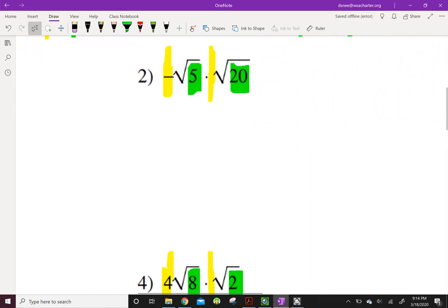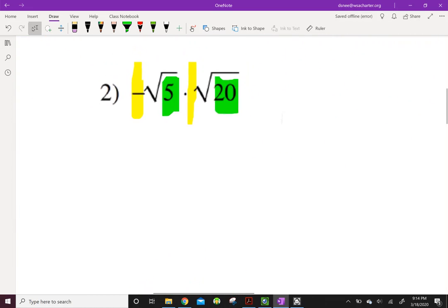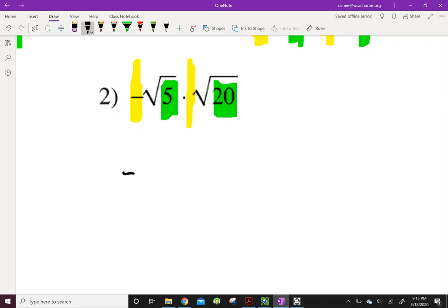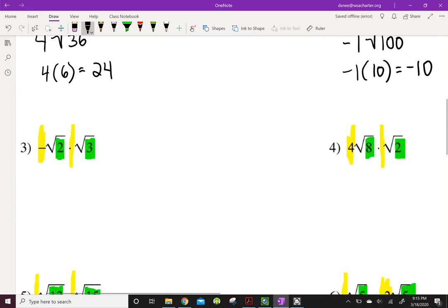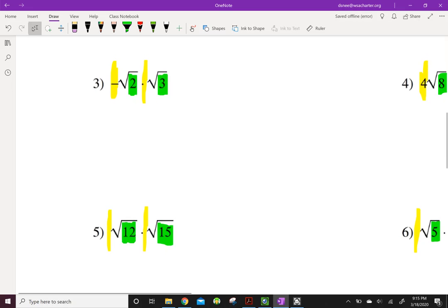Over here, I multiply my 1 and my negative 1. Negative 1 and the 5 and the 20 gives me a square root of 100. I multiply a negative times a positive. I should get a negative in the end. The square root of 100 is actually 10. So this is just negative 1 times 10, which is negative 10. All right, there's a few examples there.